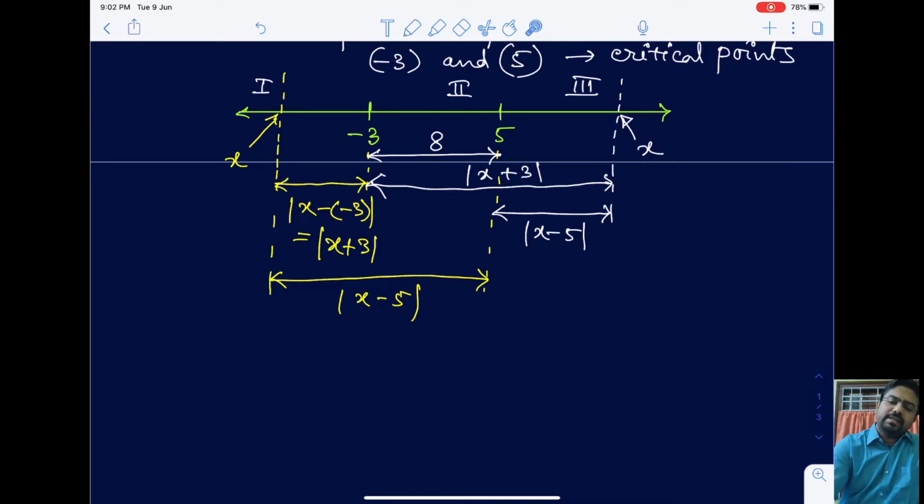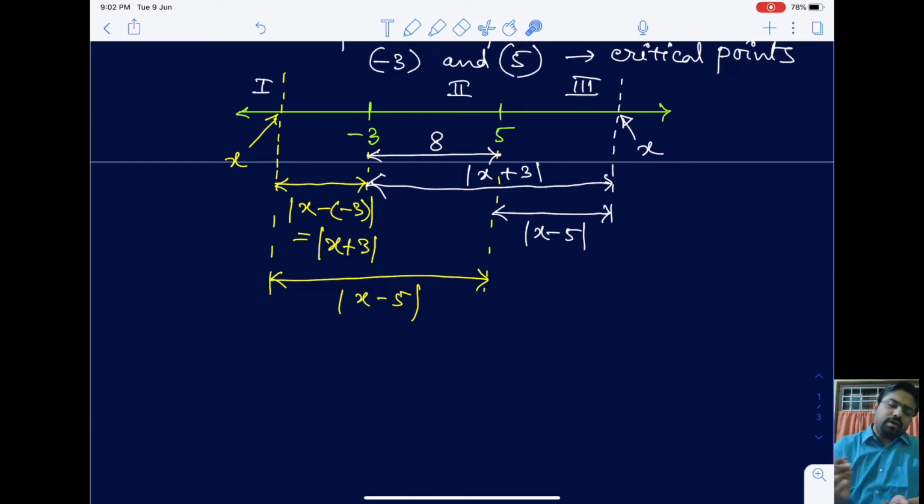Once again we can see here that this mod of x plus 3 has already exceeded the distance between -3 and 5, which is obviously not possible here since mod x minus 5 would have to be negative in that case to satisfy the given equation. But as we know, a modulus expression is always non-negative.